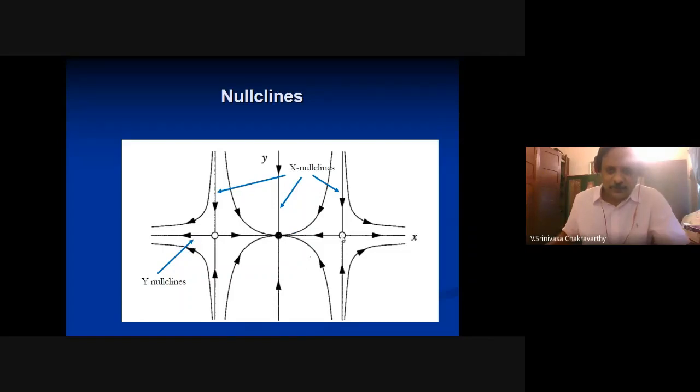Now again, when you go to the other fixed point, which is again a saddle node, in the vertical direction it attracts, horizontal direction it repels. So it looks like this, very similar to this.